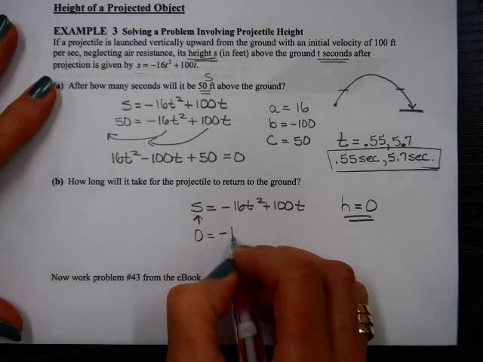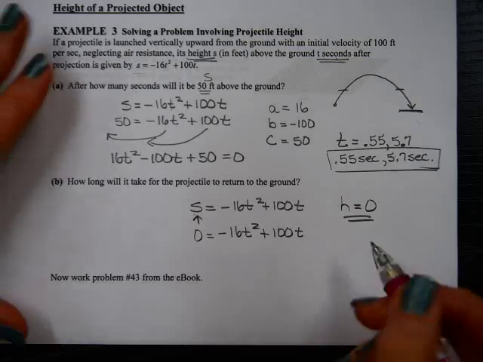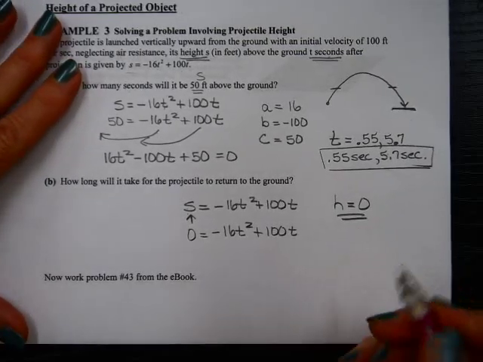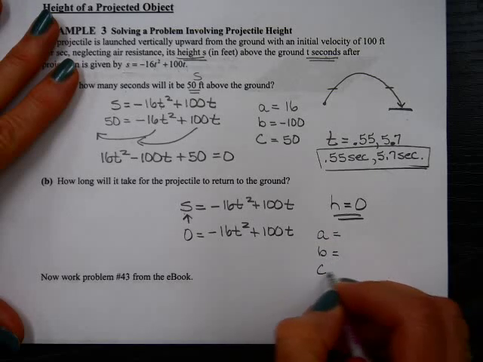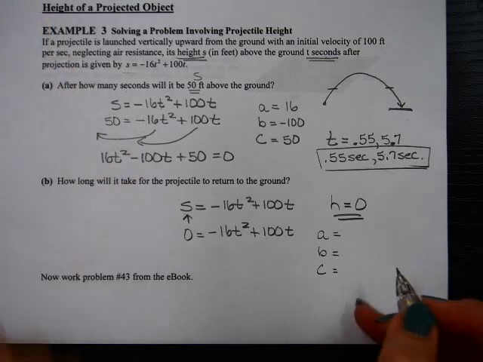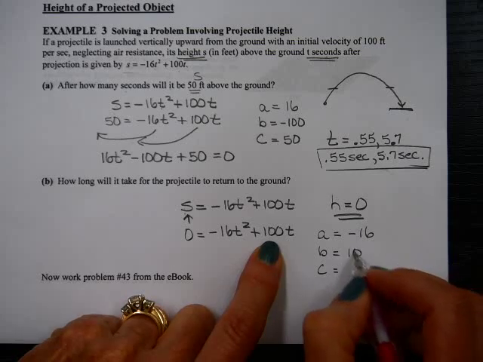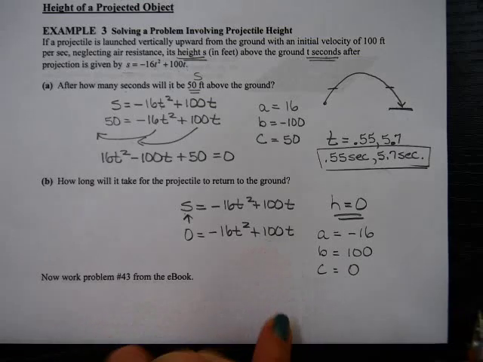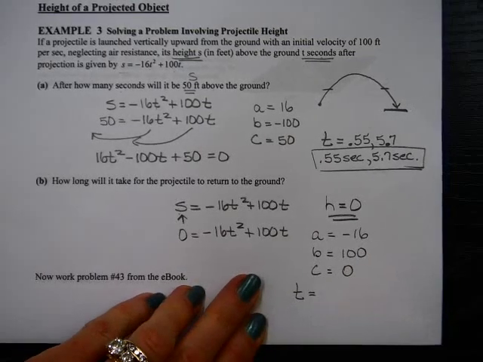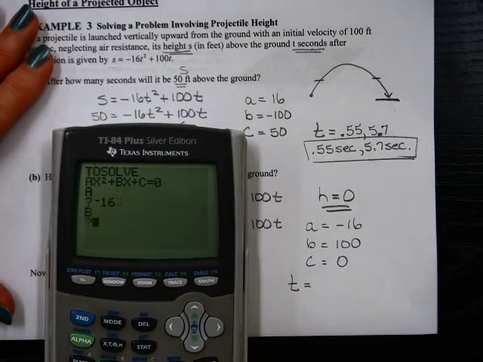So 0 is equal to negative 16t squared plus 100t. This can be put in your quadratic formula, or you could try to factor it. If you want to use your quadratic formula, think about what your A, your B, and your C are. Your A is negative 16. Your B is 100. Your C, your constant, is 0 because it's not written there. So when you put this into your calculator in your quadratic formula, A is negative 16, B is 100, and C is 0.